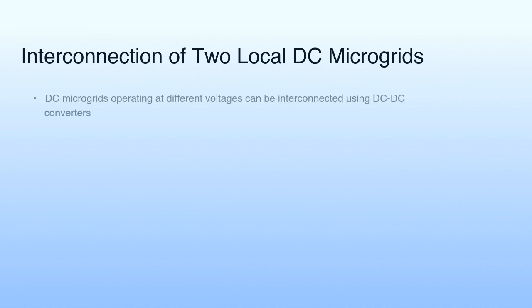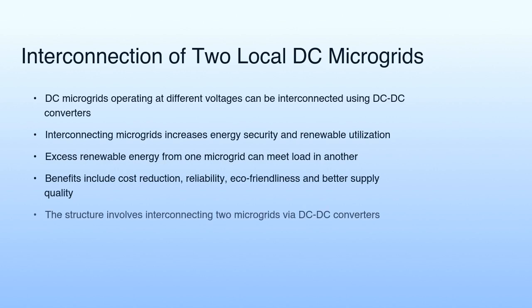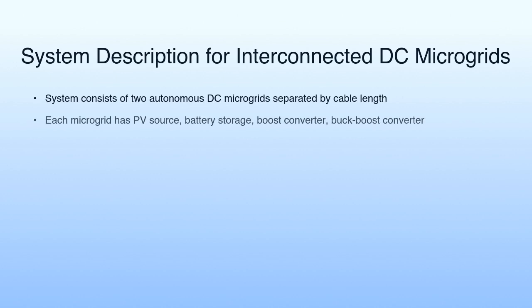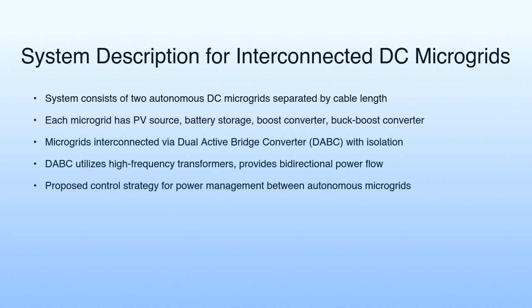DC microgrids operating at different voltages can be interconnected using DC-DC converters, increasing energy security, renewable utilization, and supply quality while reducing costs. Excess renewable energy from one microgrid can meet the load in another. The interconnected system consists of two autonomous DC microgrids separated by cable length, each with PV sources, battery storage, converters, and a dual active bridge converter for bidirectional power flow.